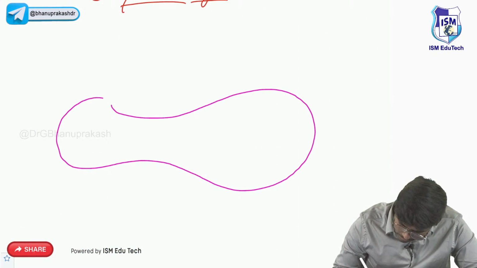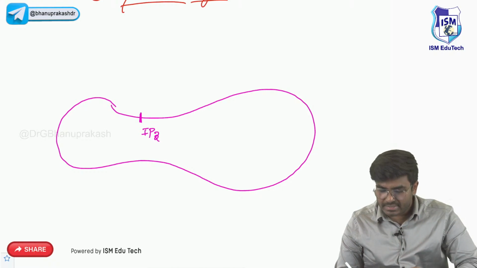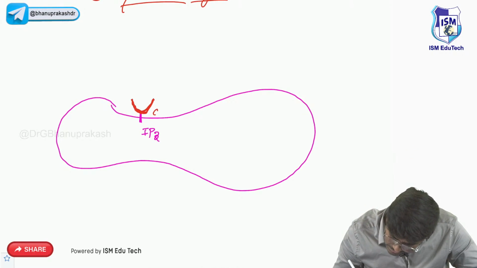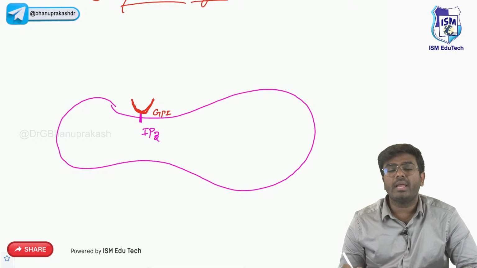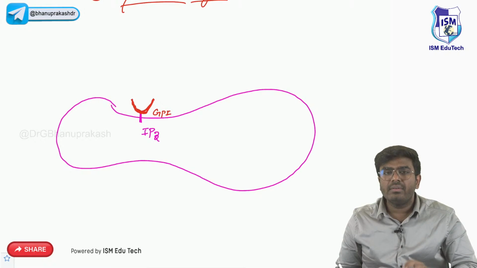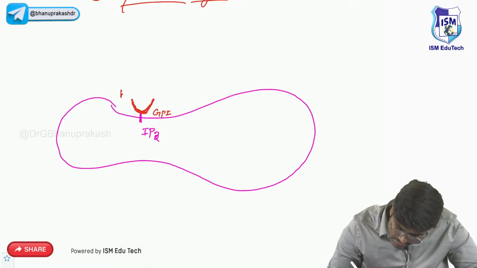Imagine this is your RBC. On the surface of your RBCs, there is the phospholipid inositol triphosphate, IP3. To this phospholipid, a protein is attached, a lipid anchored protein. What is the name of this lipid anchored protein? GPI, glycosyl phosphatidyl inositol. How many hands does it have? Two hands. With the two hands, it is catching two molecules. What are the names of the two molecules?